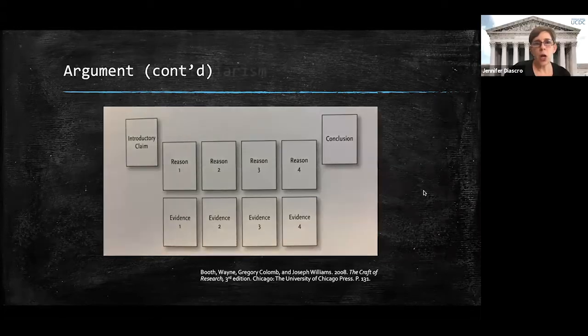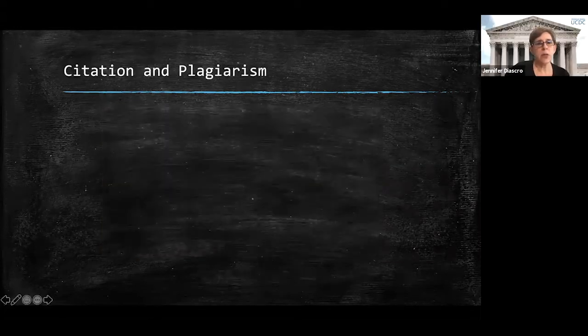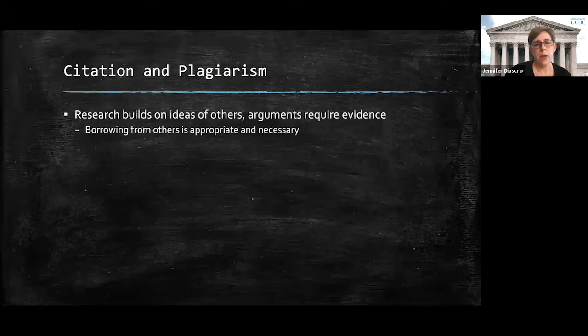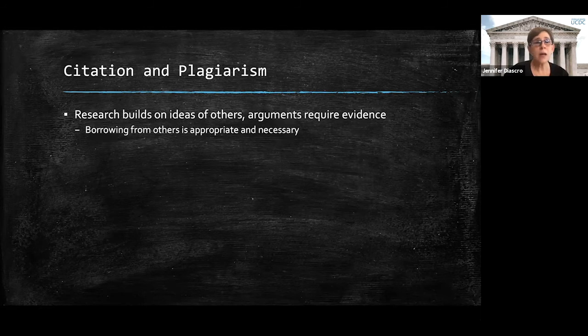All right, so let's talk, just at the end, we're almost done, about citation and plagiarism, last but not least. A few things I want to say about this. First of all, research builds on the ideas of others. I mentioned this before, and arguments require evidence, oftentimes collected or known by others, not by you, the person writing. So borrowing from others is absolutely appropriate, and in fact, it is required. It is absolutely necessary for writing.